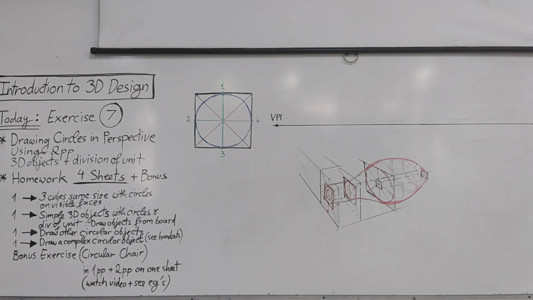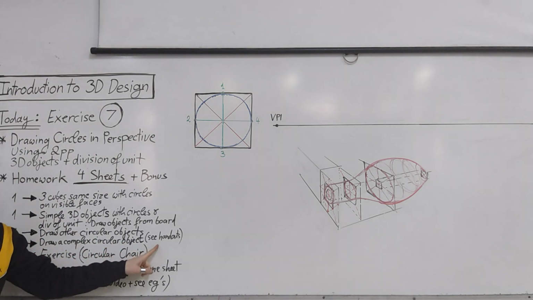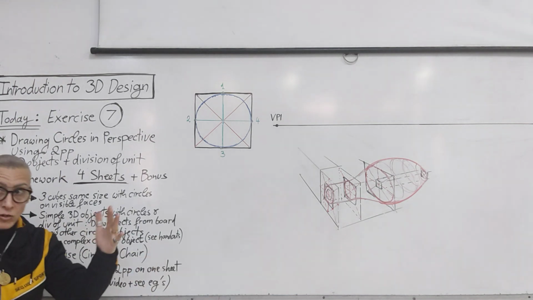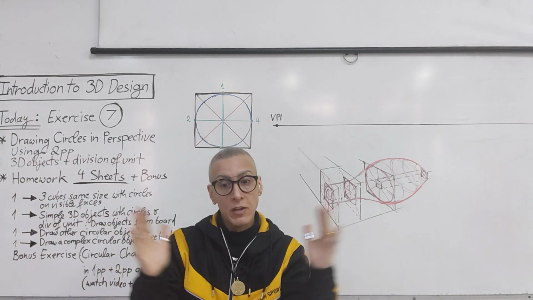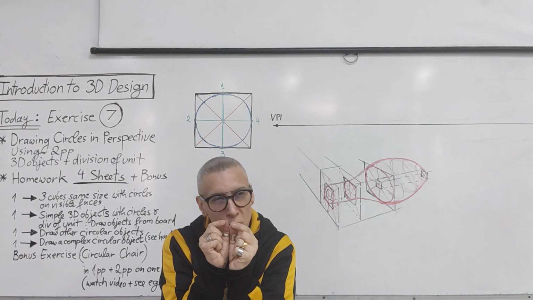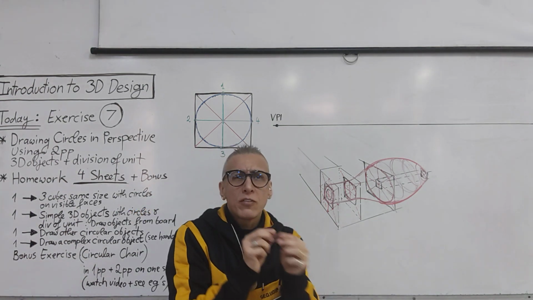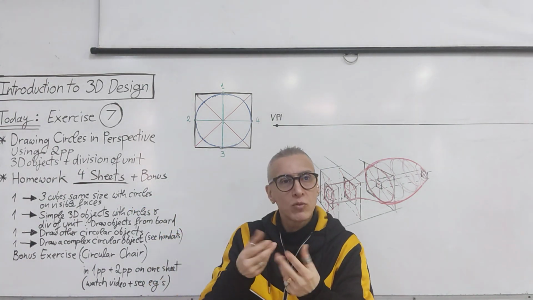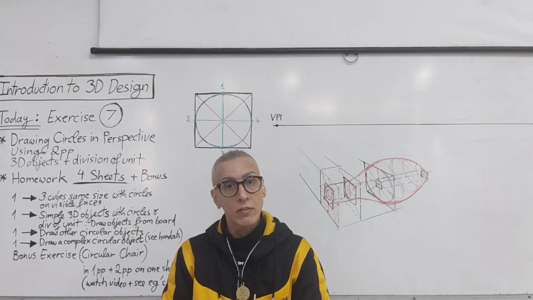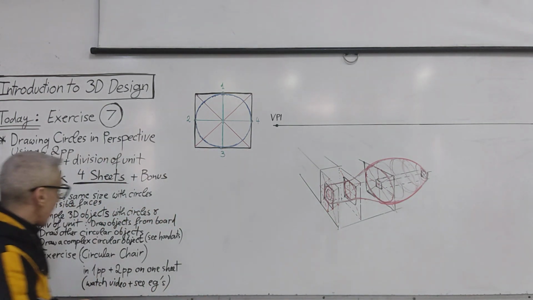More details. So what do we need here? Draw a complex circular object, one on the paper, and of decent size. Please don't draw too small, because if you draw too small, the circles and the lines will become difficult to see, so make it a decent size, okay?